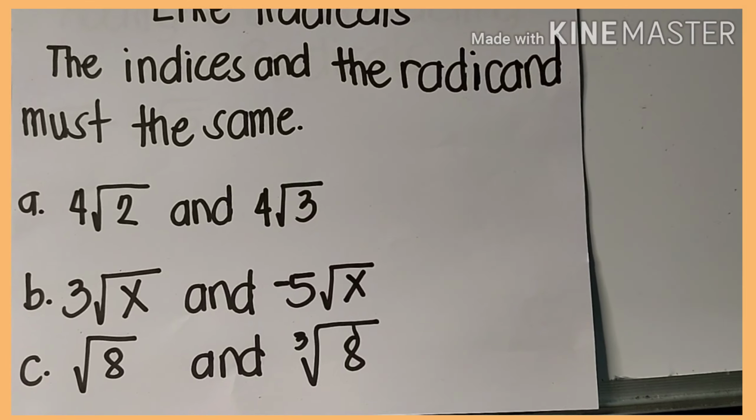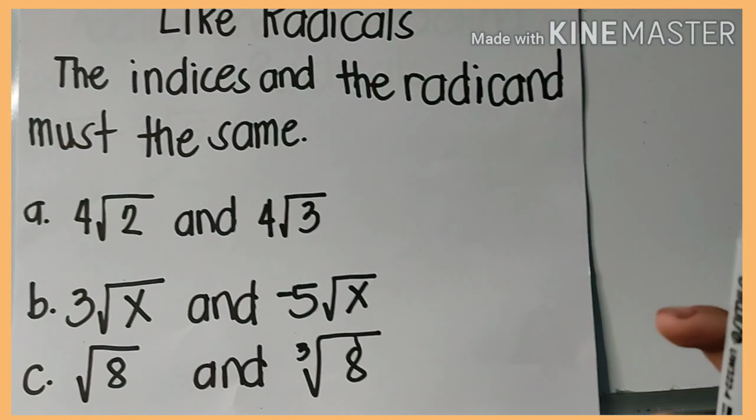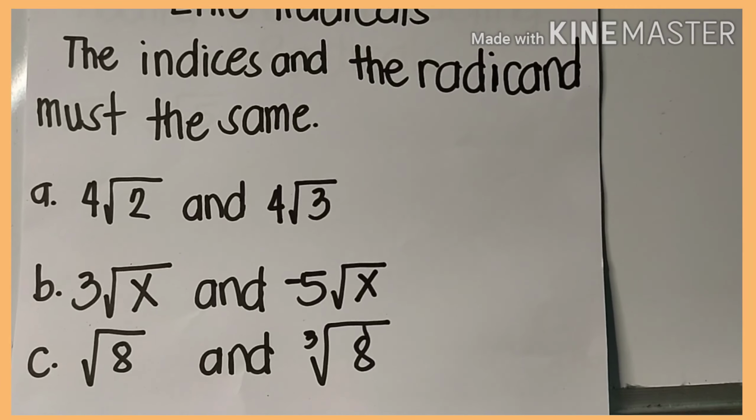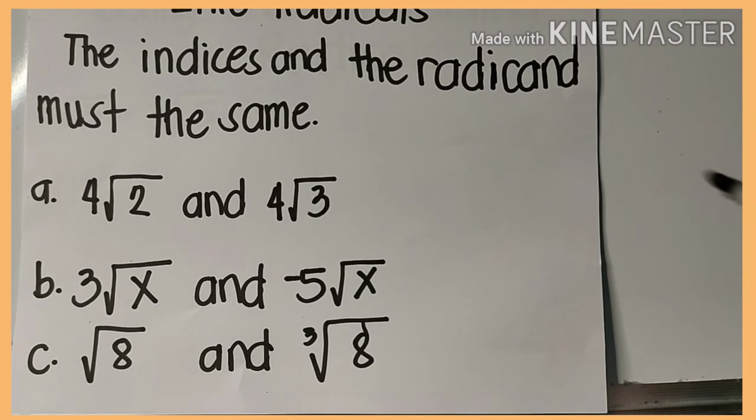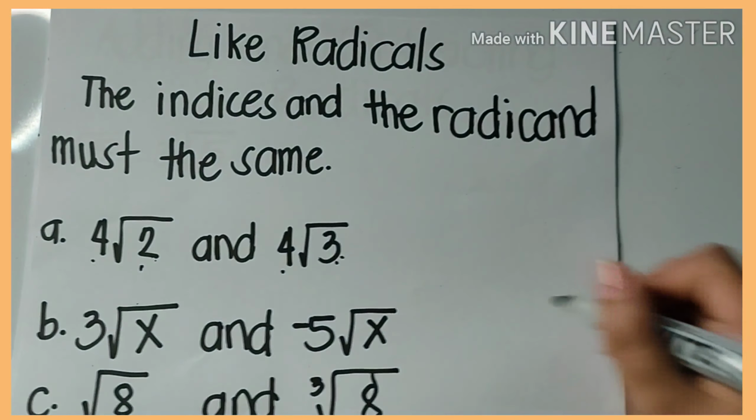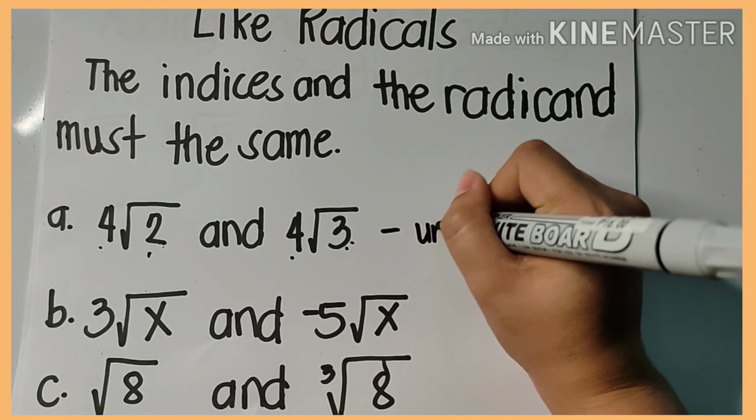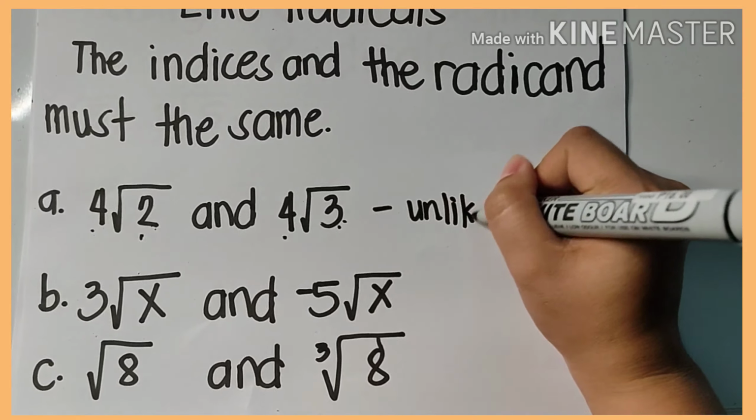These are not like radicals, or unlike radicals, because as we can see, the first radicand is 2 and the second radicand is 3. So even if they have the same numerical coefficient, since the radicand is not the same, we can say that these are unlike radicals.